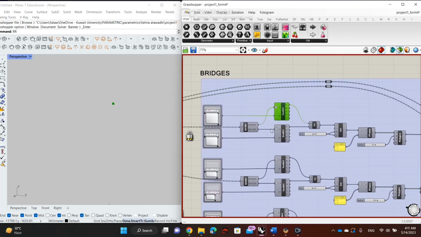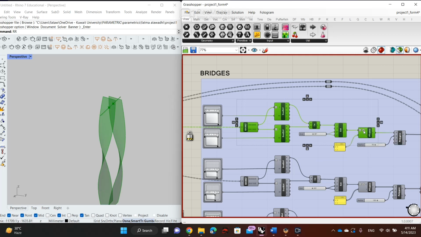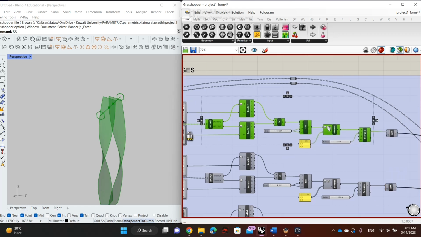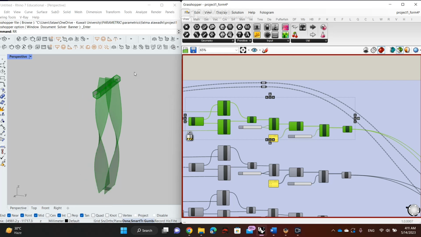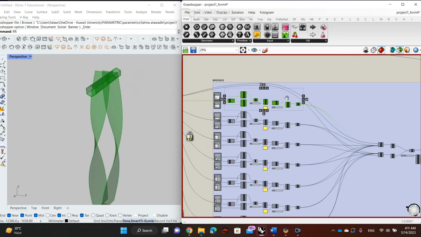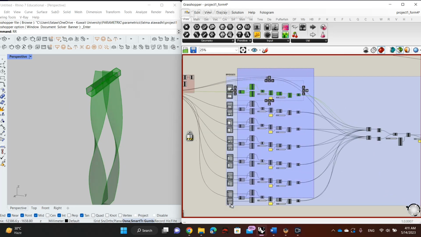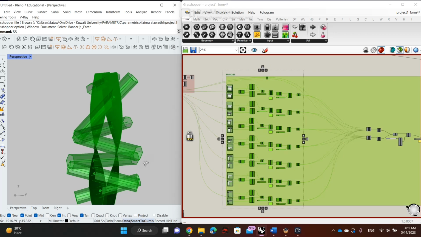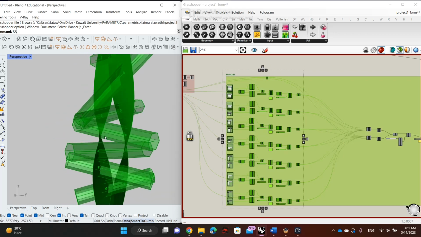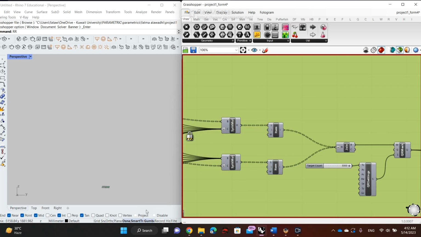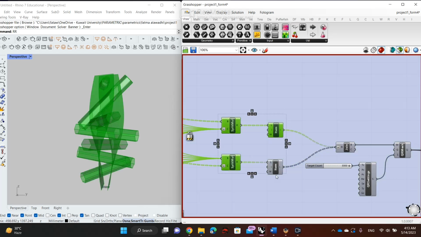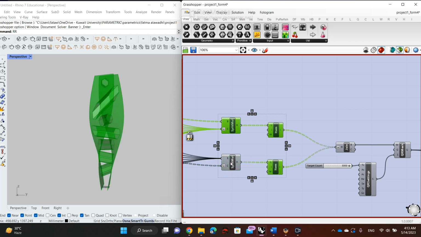Then to create the bridges in between, I used the graph mapper and evaluate surface to locate the points on the surfaces, and then create a polygon, which is the base of the bridges, where you can control the thickness of each one separately. Then culling the gaps or the voids from the surfaces in addition to the extra parts of the polygons.